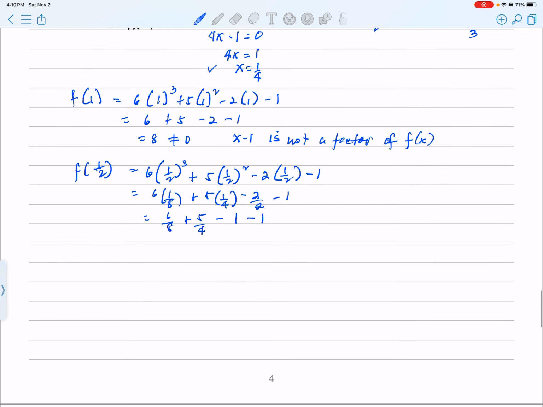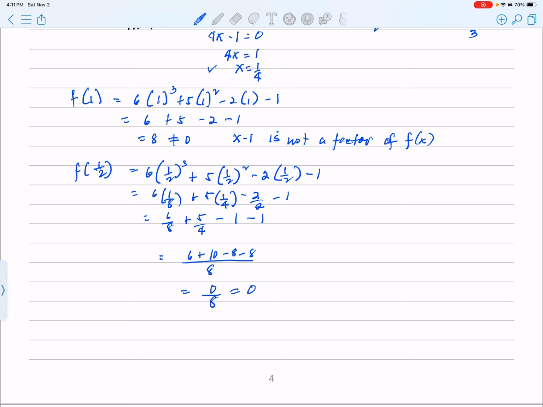All right. Let's have a least common denominator here of 8. So 6 over 8. 8 divided by 4 is 2, so 2 times 5 is 10. 8 divided by 1 is 8, times 1 is 8. Okay, 6 plus 10 is 16, minus 8, minus 8 is 0. Over 8 equals 0.